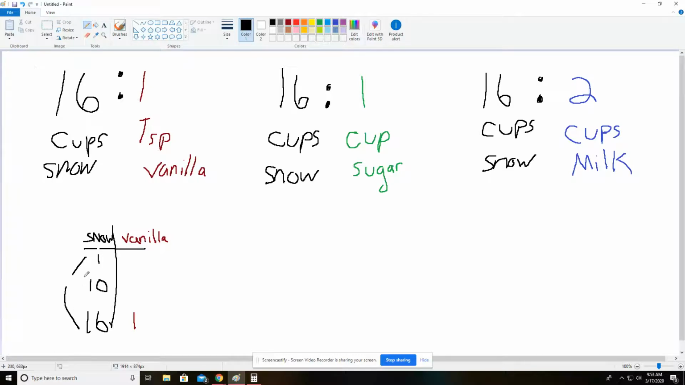So I could say, okay, if I have 1 cup of snow, and I know I have to multiply 1 times 16 to get 16, then that would give me my 16 cups. So remember, if I'm using the number 16 on the left side of my ratio table, I also have to use it on this side. So I'm going to go back to how I was talking about dividing because I was going backwards. This is 1 teaspoon of vanilla.